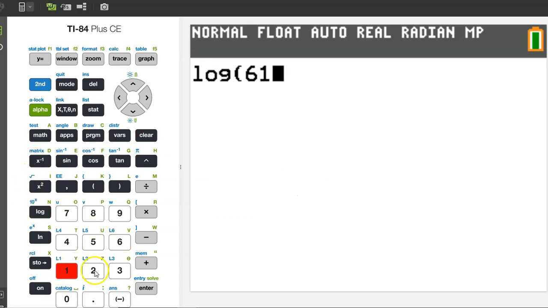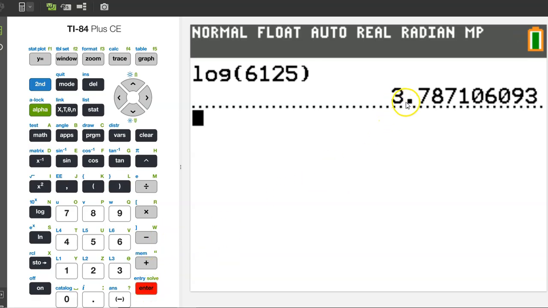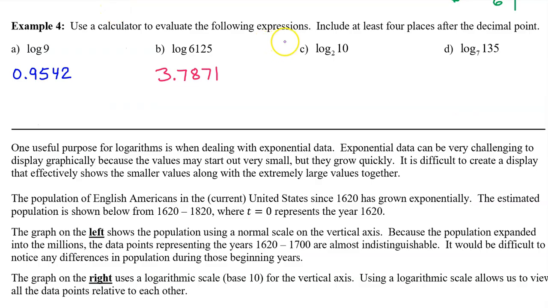Log 6125. You can close the parentheses if you want to, but if there's nothing else coming, you don't have to. We will write 3.7871. Part C, there is no log base 2 button on the calculator, so how do I type in log base 2 of 10?